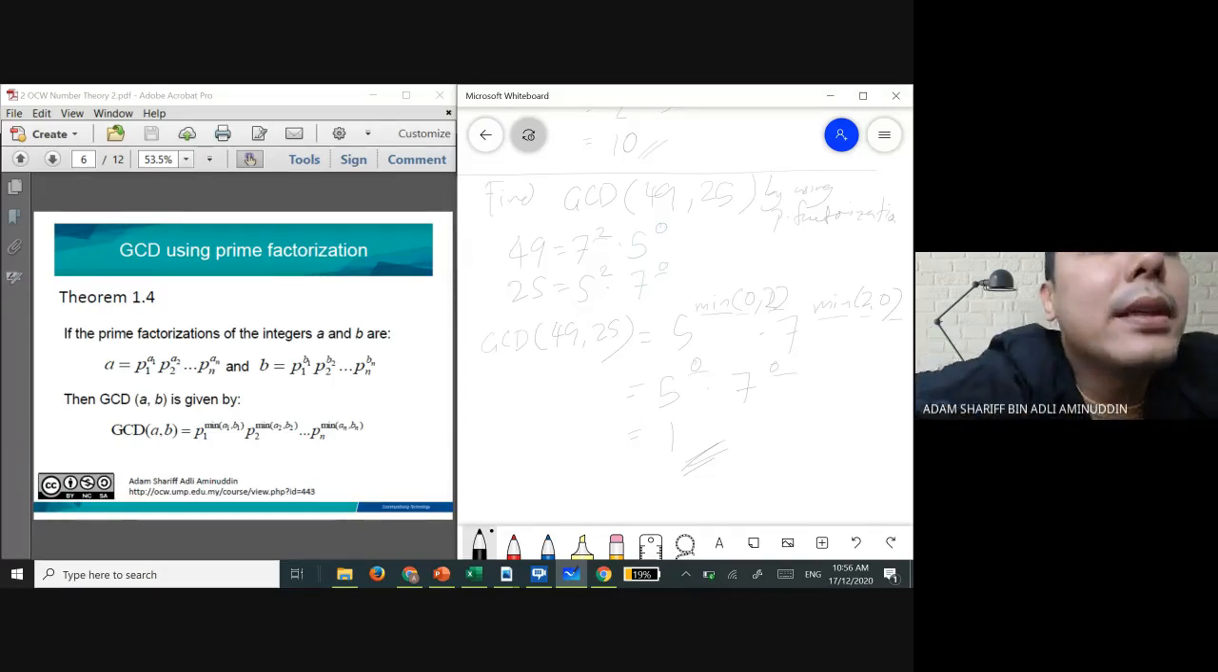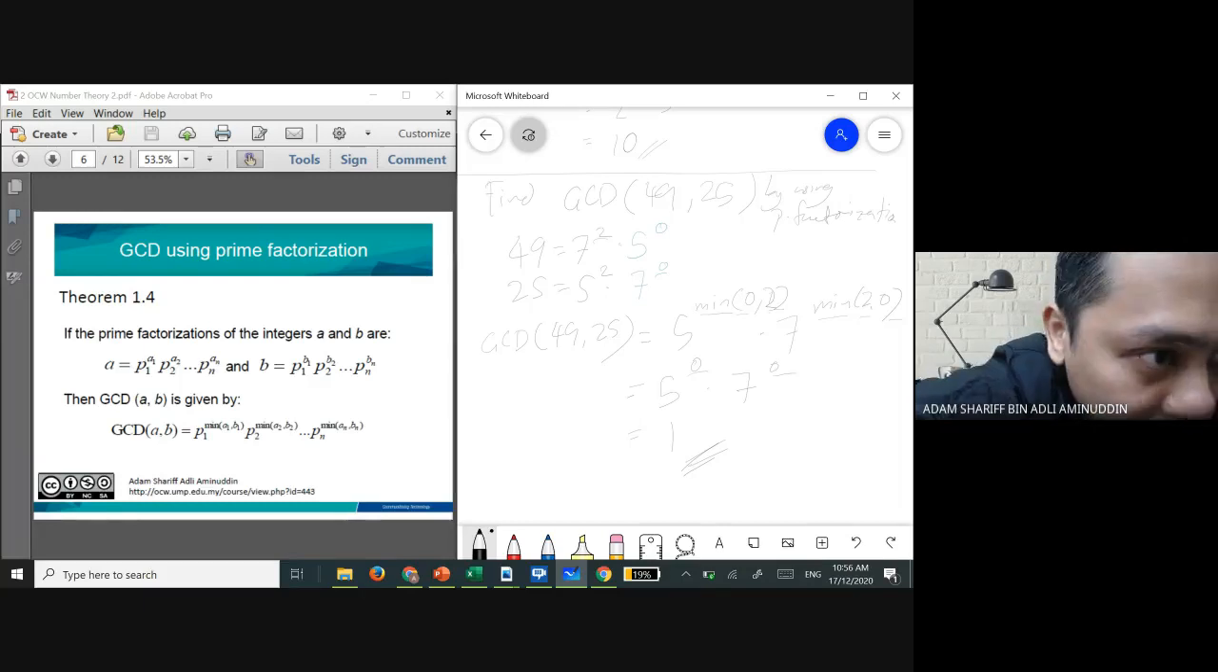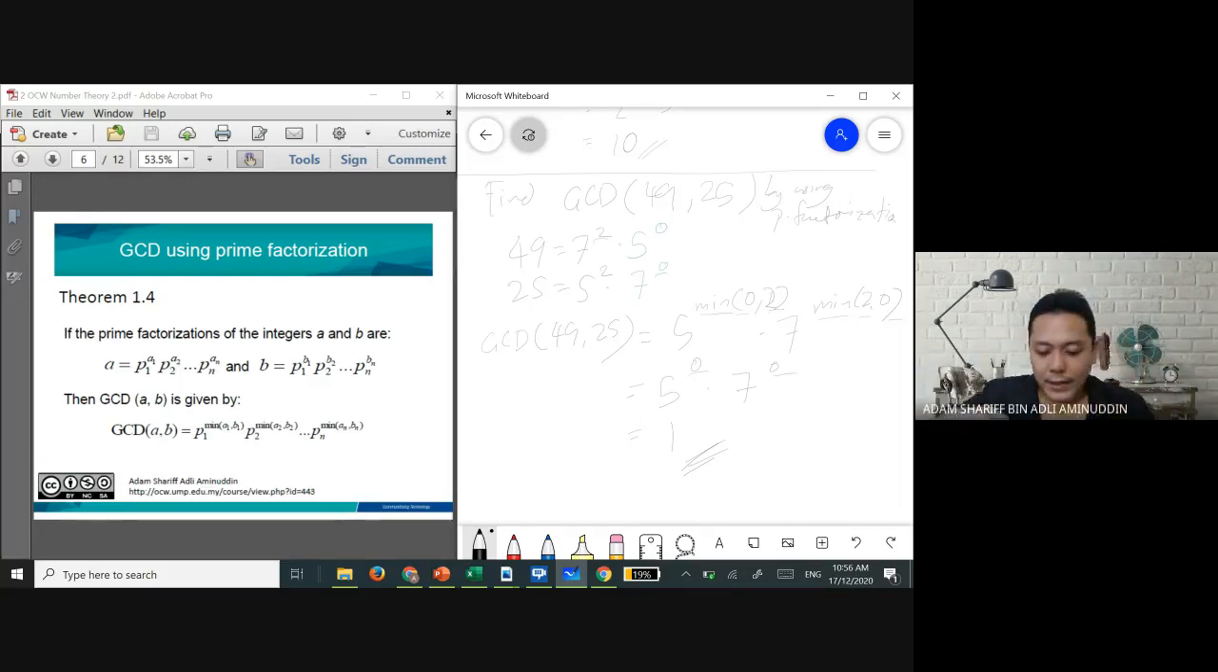Okay, so the GCD is 1. By using prime factorization, we already established the fact. Okay, so if the GCD between any two integer is 1, we call this relatively, nantilah, nanti tak confirming pula, nanti. Saya bagi contoh dulu.